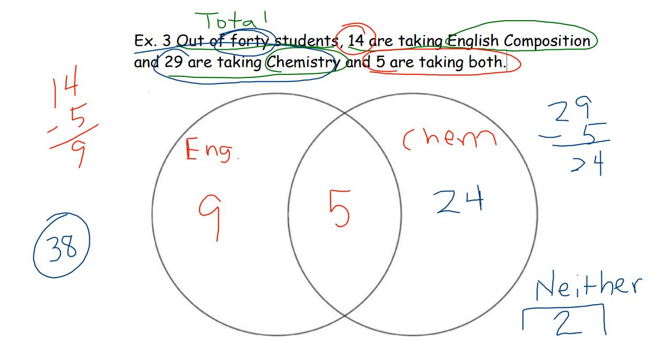So this is the complete Venn diagram that you could use to answer questions. So use this to help you with the turkey and ham problem.